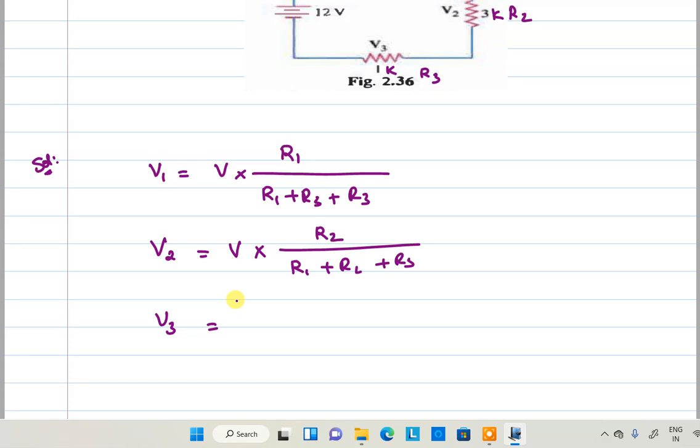Don't apply this to current division. In current division it is not similar, it is I into R1 divided by R1 plus R2. That is not similar to the current division rule. I already explained it in the theory class. Maybe in the coming problems, among the 8 conventional problems, I will explain it. So here V3 is equal to the total voltage into R3 divided by R1 plus R2 plus R3. Keep these three formulas in mind whenever three resistors are connected in series.